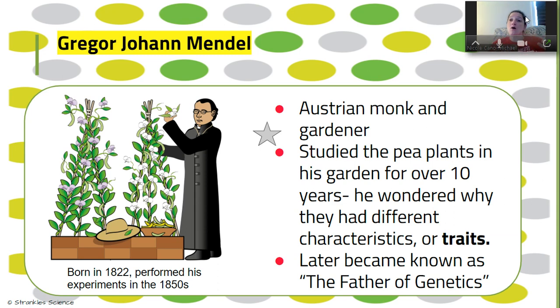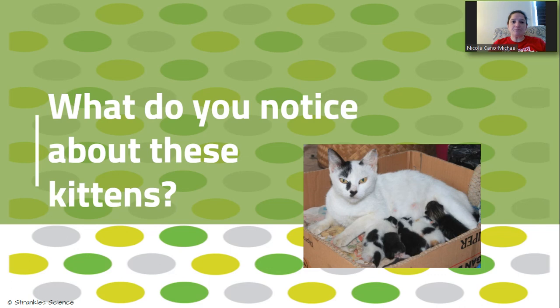So some of them were tall, some were short, some had purple flowers, some had white flowers. These are all characteristics or traits. He later became known as the father of genetics because, as far as we know, he was the first guy to study genetics in an academic kind of a way.